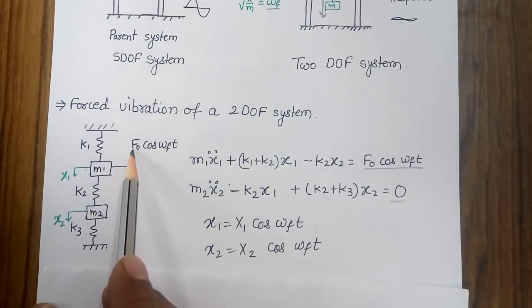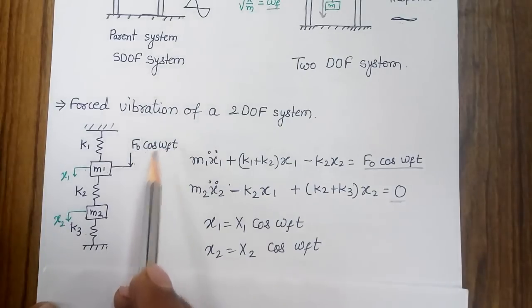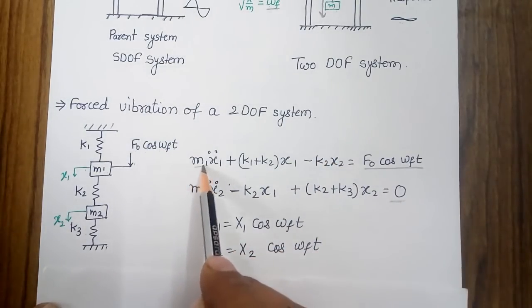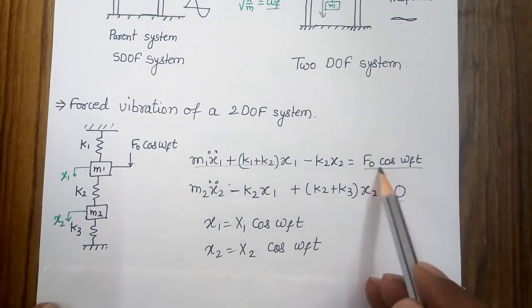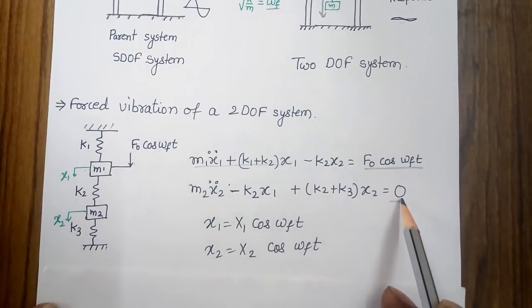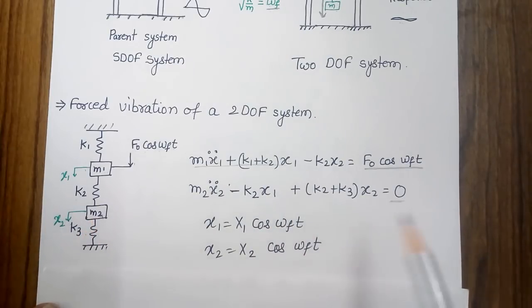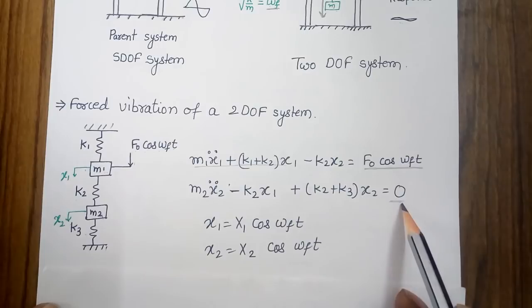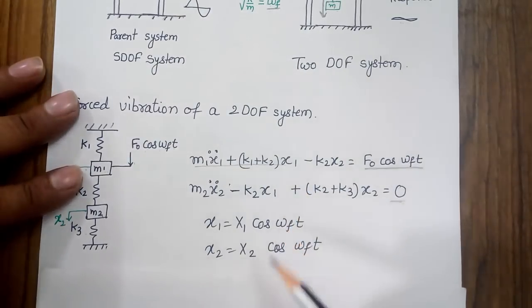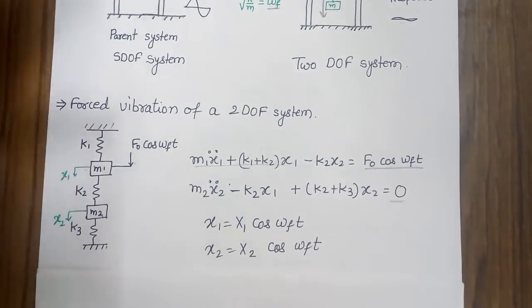I am applying a harmonic force on the first mass, and the magnitude of the harmonic force is F0 cos omega_f t. When I write the equation of motion for this system, this will be my first equation, where I have the force on the right hand side. This is my second equation. As I do not have any force on the second mass, the right hand side for this equation will be 0.